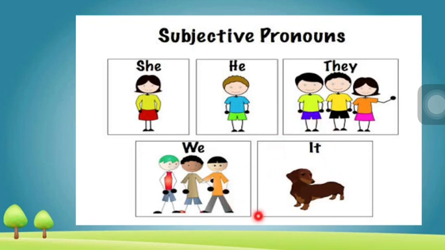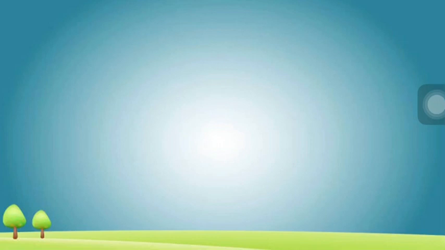Children, there is another pronoun, that is it. We use it for animals and we use it for objects. For instance, I have a dog. Its name is Tommy. So dog is a noun, and when I use its, again it's a pronoun. Let's have a look at some of the pronouns.